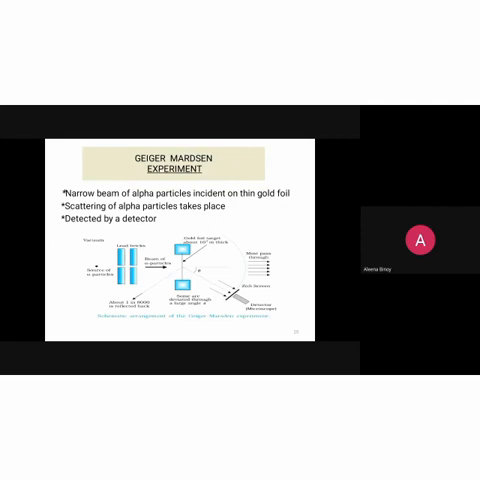Next we are moving to an experiment, the Geiger-Marsden experiment, and there is a pictorial representation given below. In this experiment, a narrow beam of alpha particles from a radioactive source was incident on a thin gold foil. When these alpha particles are incident, scattering of alpha particles takes place, and it was detected by a detector. And the observations of this experiment are given next.